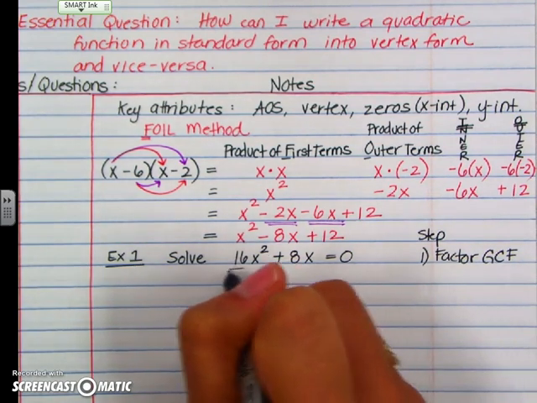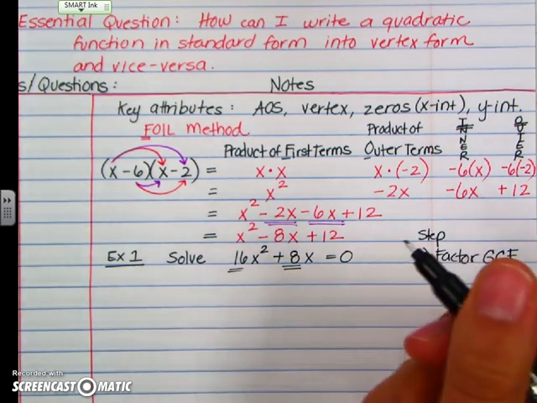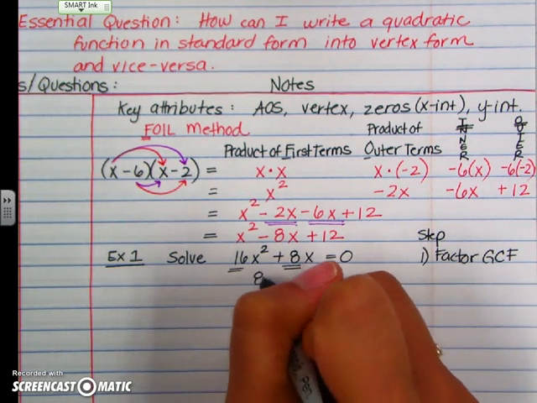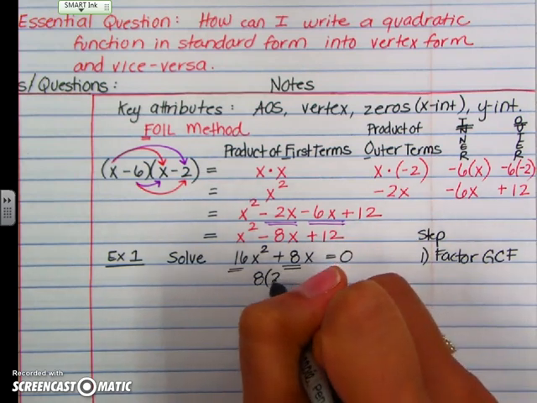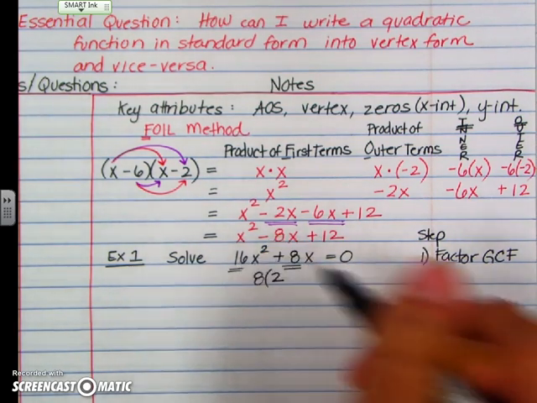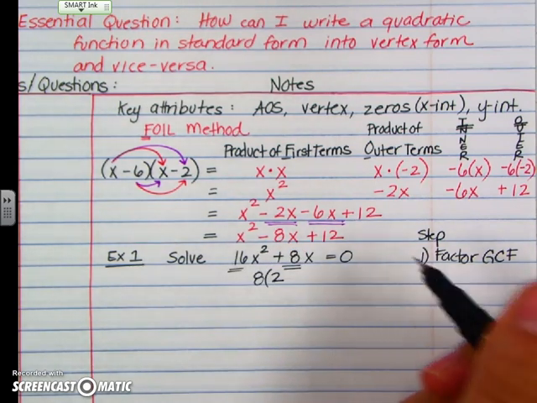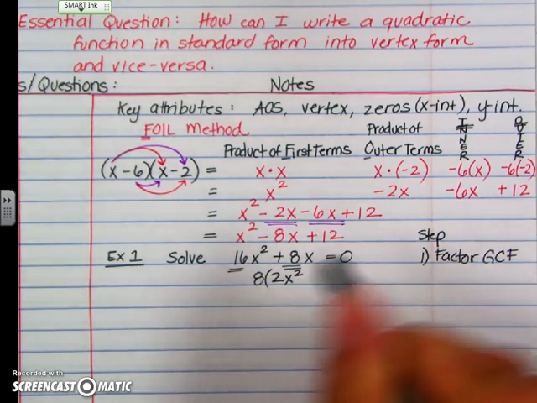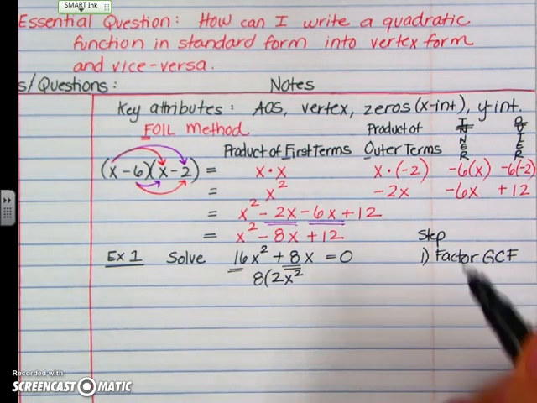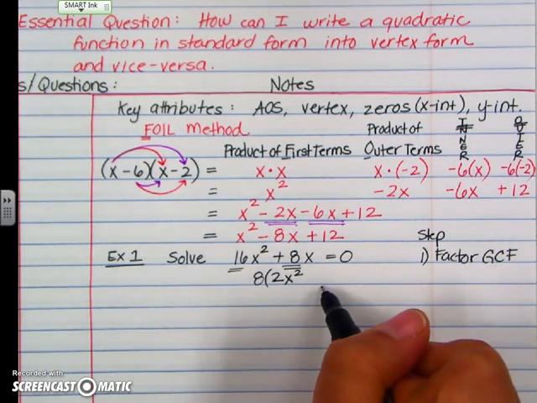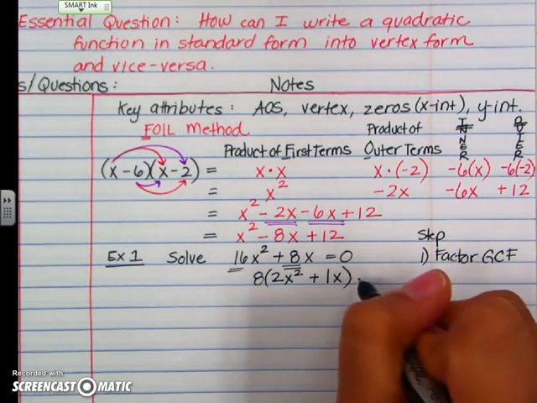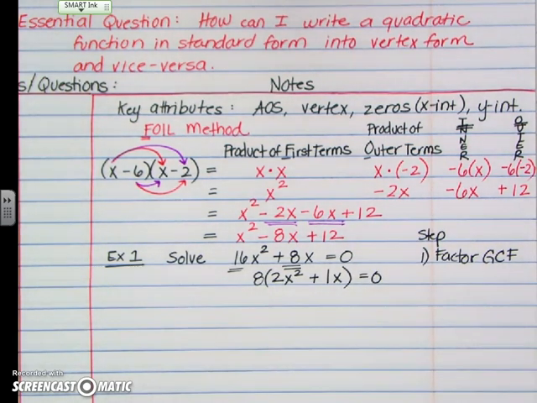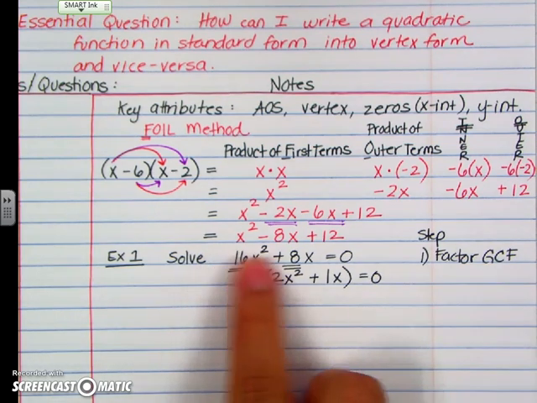So what number do 16 and 8 have in common? If you said 8, you are correct. So 8 times what gives you 16? That would be 2. So 8 times 2 gives you 16. But I need a 16x squared. So it's going to be 2x squared. 8 times 2x squared gives you 16x squared. And then 8 times what will give you 8x? That is correct. That is 1x. So now you have 8 times 2x squared plus 1x. So we factored out the 8 from both of these terms.